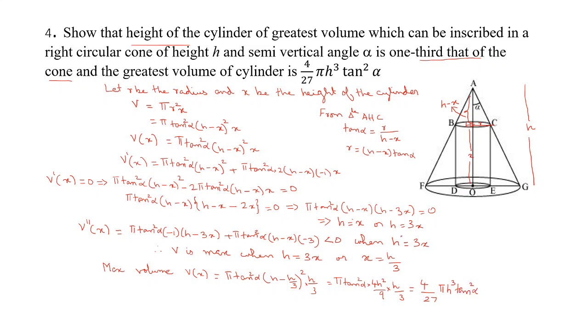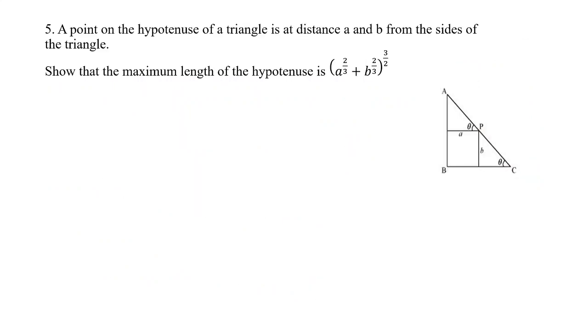So this was the second part. So we got the maximum volume to be 4 by 27 pi h cube tan square alpha. Now to the last problem. A point on the hypotenuse of a triangle is given to be at a distance of A and B from the sides of the triangle. So now you have to find the maximum length of the hypotenuse.